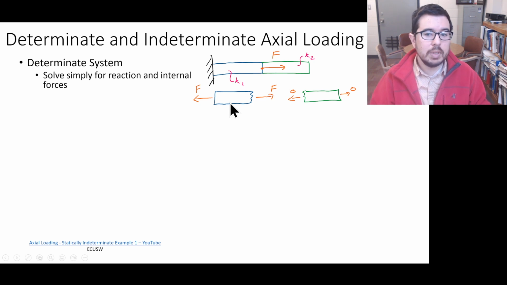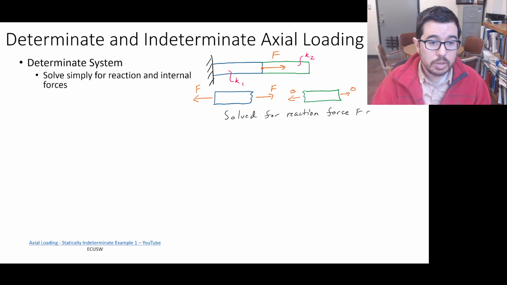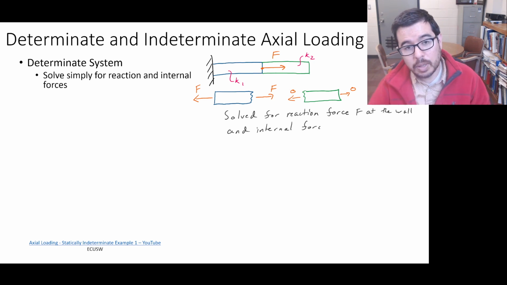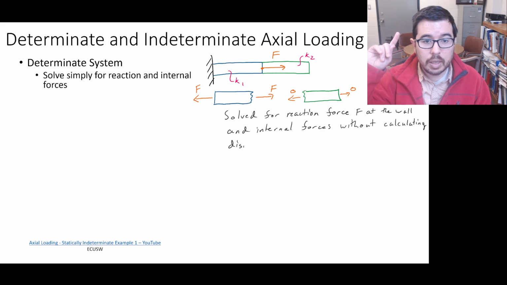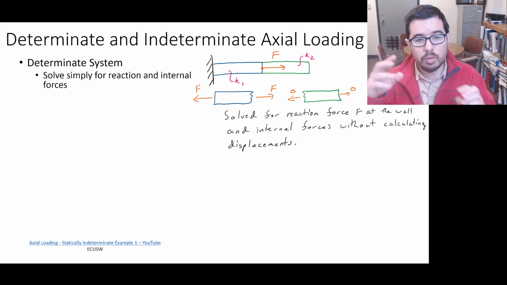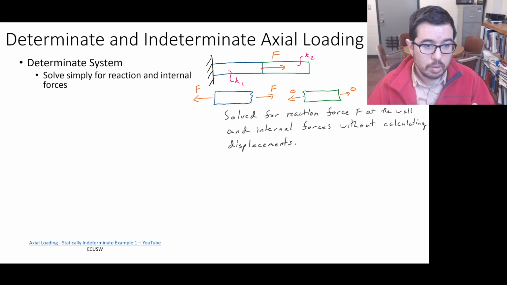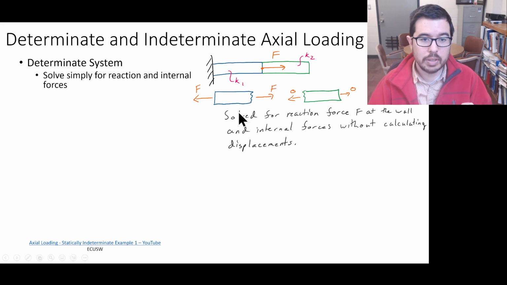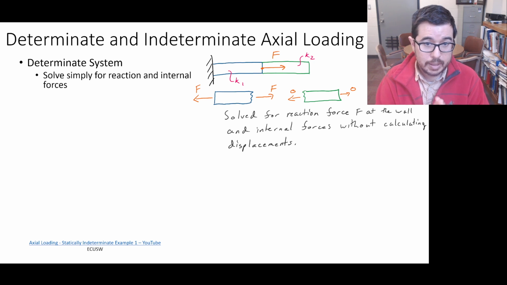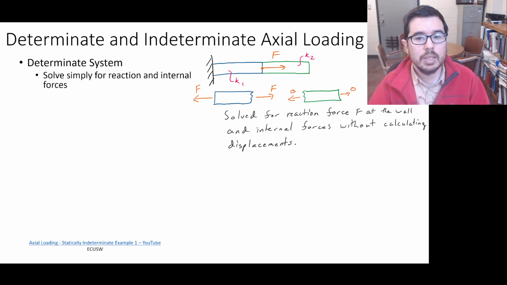We've been able to solve for the reaction force F at the wall and also the internal forces without thinking at all about displacements. We have essentially one equation per variable. Okay, so if you have one equation with one unknown, if we call this Fi instead of F, for example, then we need to figure out something, right? One equation, one unknown means that we can solve for the unknown, essentially, right?